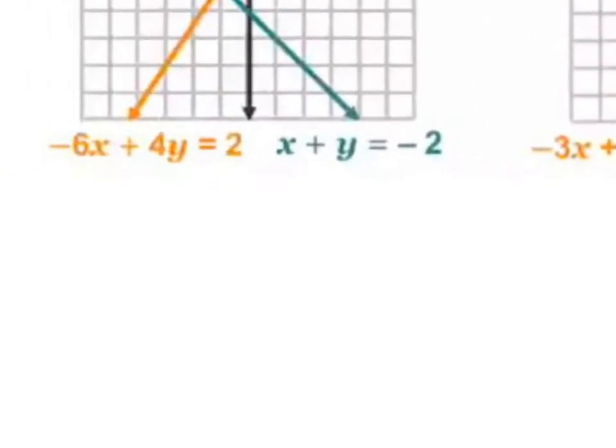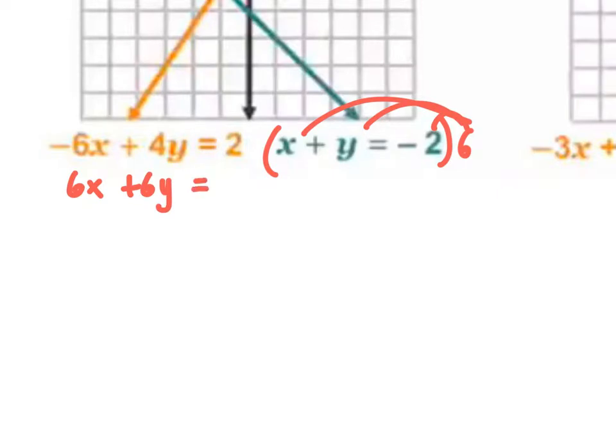And what I want to do here is solve these equations using elimination and show you what we'd get. On this one, I have these two equations: negative 6x plus 4y equals 2, and x plus y equals negative 2. What I'm going to do is multiply this whole thing by positive 6. I'm going to eliminate the x. When I distribute my 6 to each of those pieces, I end up getting positive 6x plus 6y is equal to negative 12.